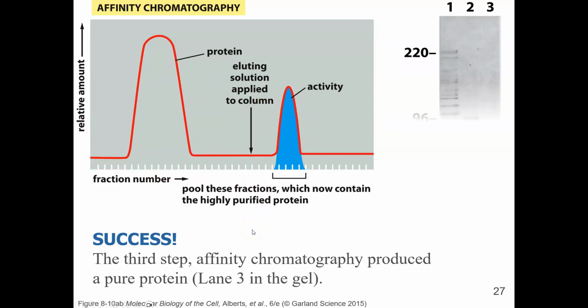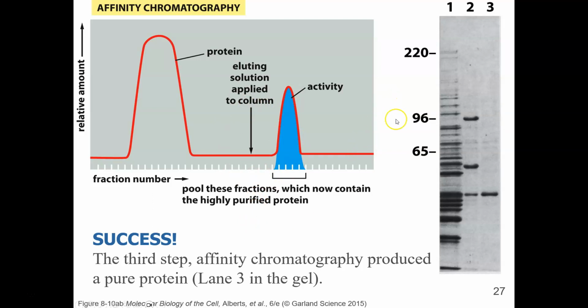And the other way you can tell is you can run a gel. So if this is lane 1, which shows all the proteins that I started with, and this is lane 2 that shows it's still a little bit impure, and here I am at the end and I have a single band, that tells me that my protein is pure. But that involves affinity techniques, and that is the subject for the next lecture.